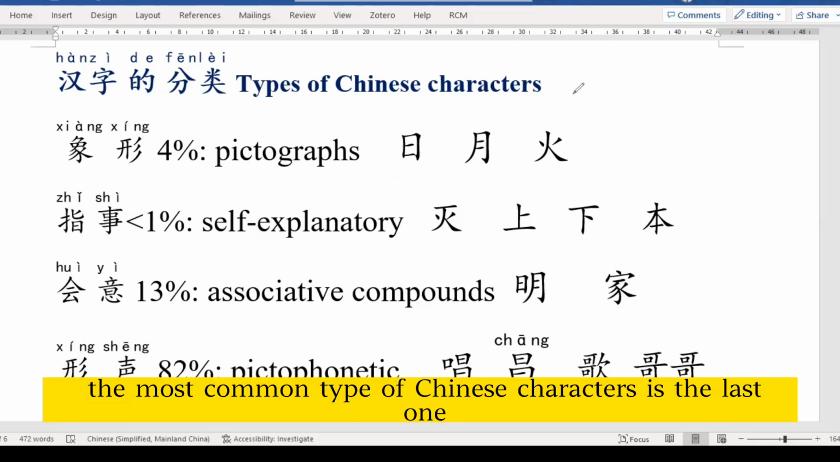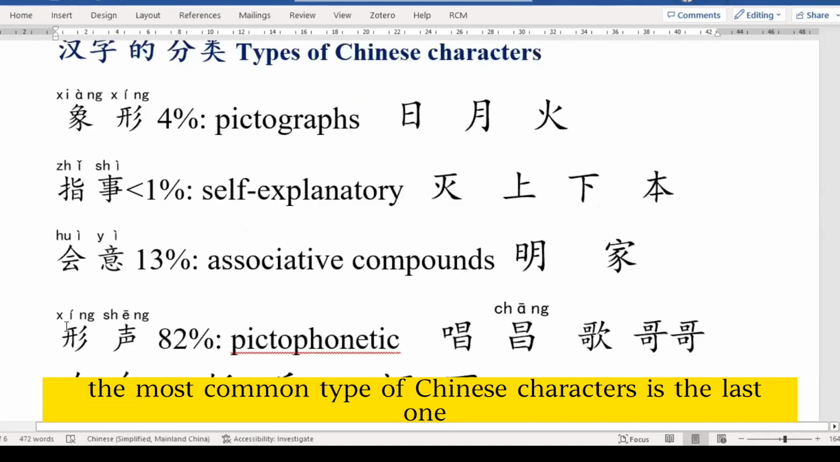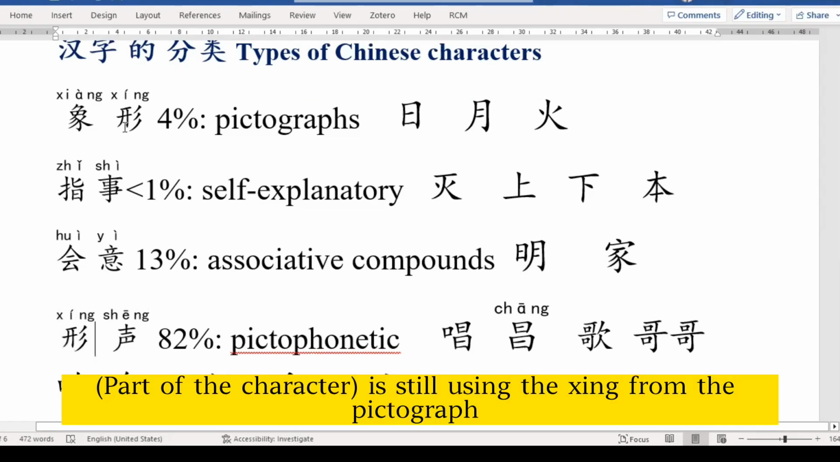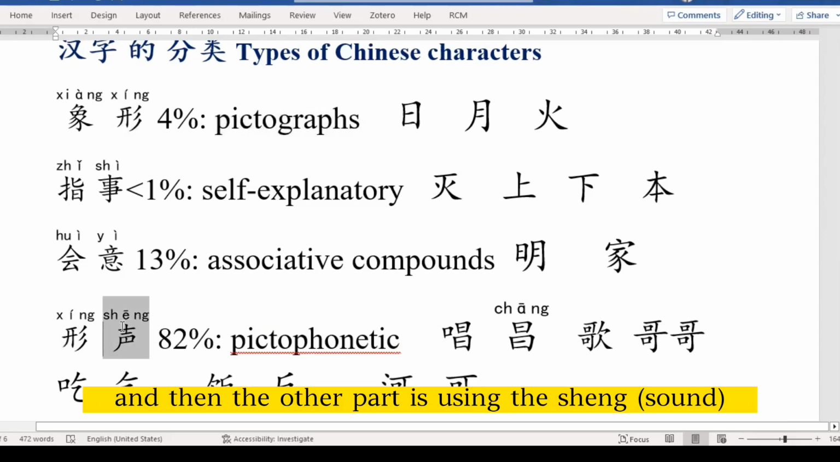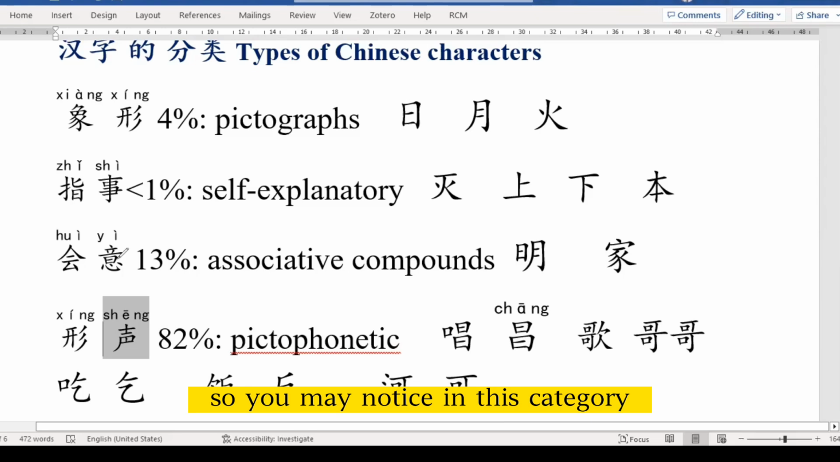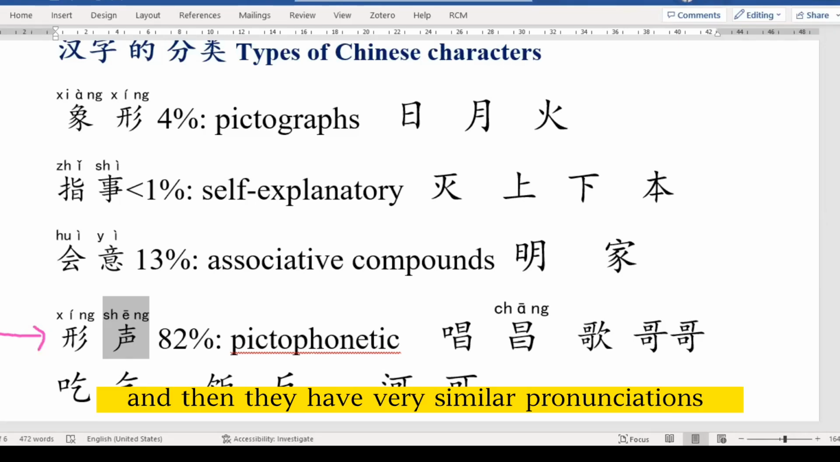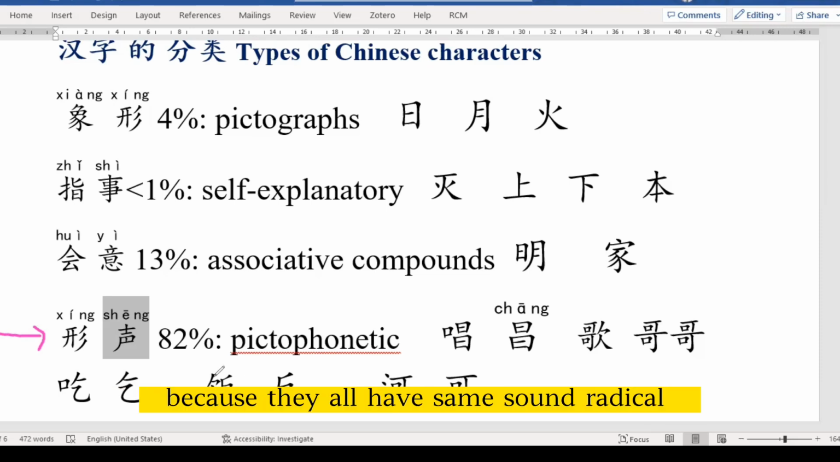The most common type of Chinese characters is the last one, 形声, pictophonetic. I'm still using the 形 from the pictographs, right? And then for the other part, I'm using the 声. You may notice in this category you can find lots of characters that all share one part, and they have very similar pronunciations. Why? Because they all have similar sound radicals, sound parts. And how do we differentiate the meaning? It depends on the other part, the 形 part, right?